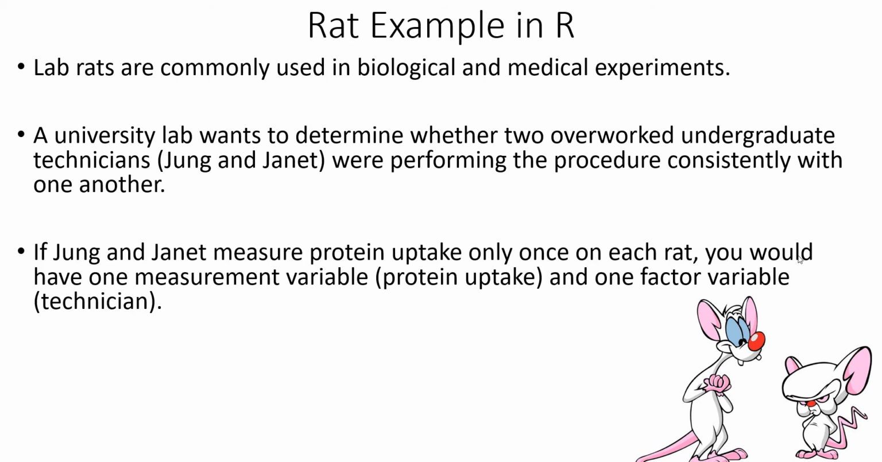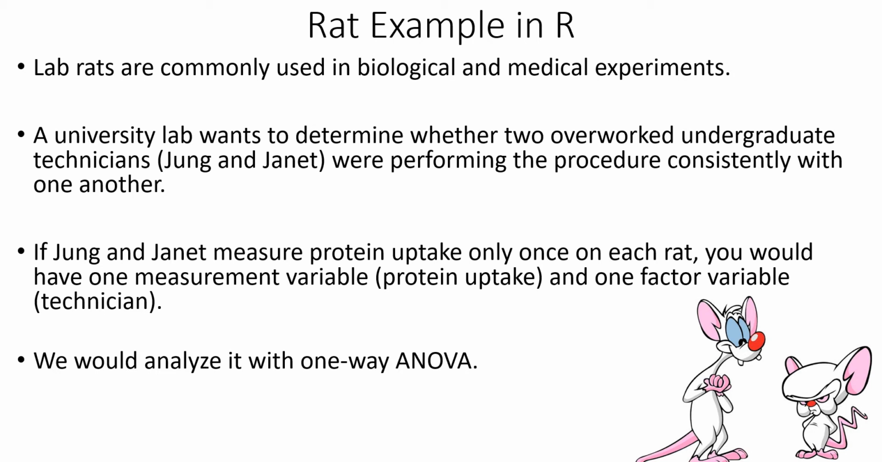So if Jung and Janet measure protein uptake only once on each rat, what you were able to do was have one measurement variable, protein uptake, and one factor variable, the technician. Essentially, they're going to cut open these rats and then measure the protein that their kidneys are bringing in. If that was the case, where we have one rat per measurement, and we have two factors, Jung and Janet, we would measure it with a one-way ANOVA.